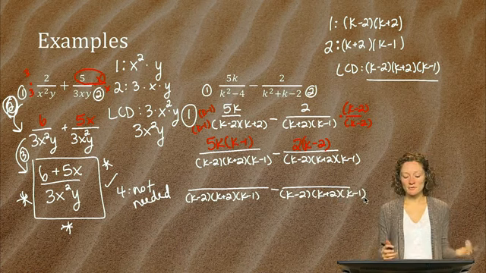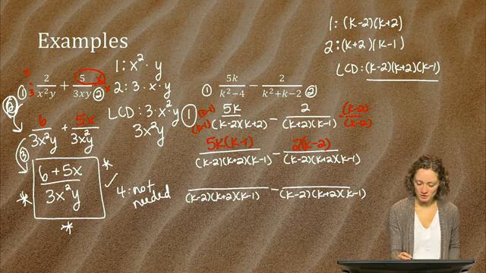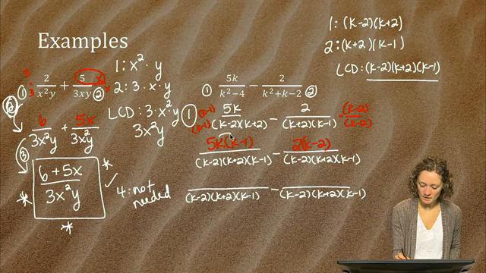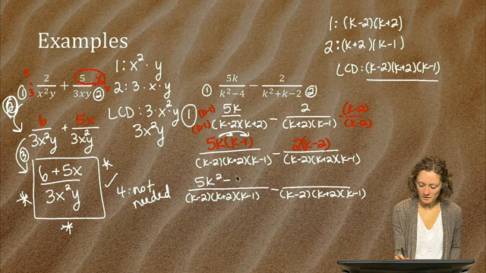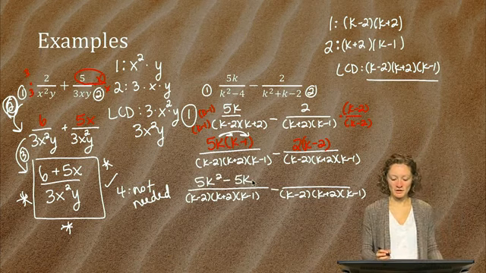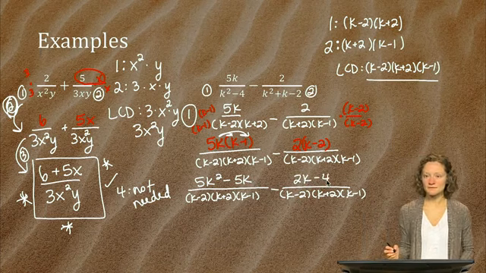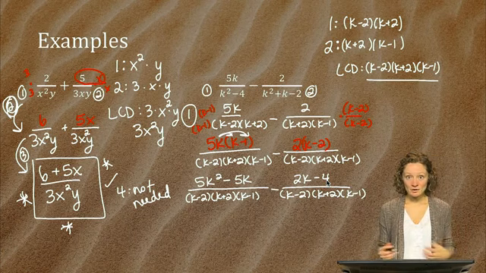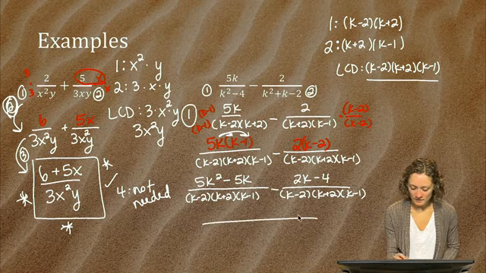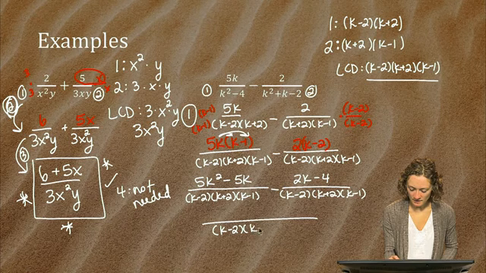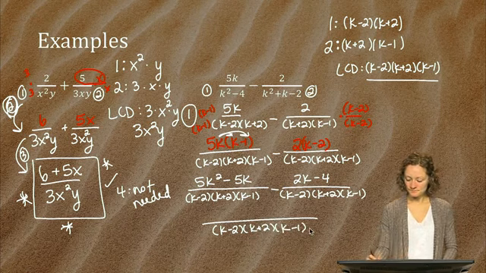So I'm actually going to distribute the 5k and the 2 to their respective parentheses. So we get 5k squared minus 5k in the first numerator. In the second, 2k minus 4. Okay, now we're on step 3, actually subtract. So now these come together to have our one and only LCD, k minus 2, k plus 2, k minus 1.